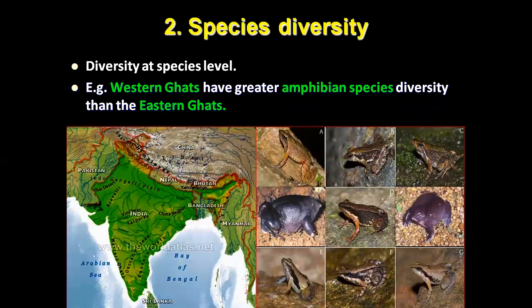When it comes to diversity at the species level, the Western Ghats have greater amphibian species diversity than the Eastern Ghats. That means there may be some common species in the Western and Eastern Ghats, but in the Western Ghats specifically, you will find more species which are present there only. We say that is diversity at the species level.